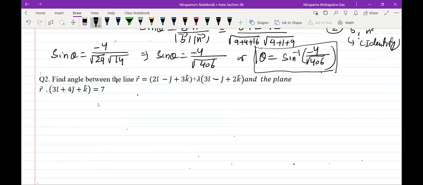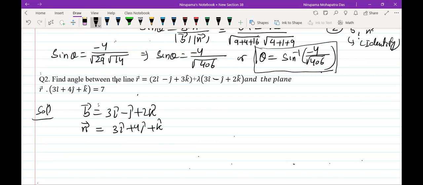Here the equation of the line is given in vector form, and the equation of the plane is also given in vector form. So we don't have much struggle to identify n and b. So b equals 3i minus j plus 2k. We are given the line in the form r vector equal to a vector plus lambda b vector, and the plane is given in the form r dot n equal to d. So n is 3i plus 4j plus k.